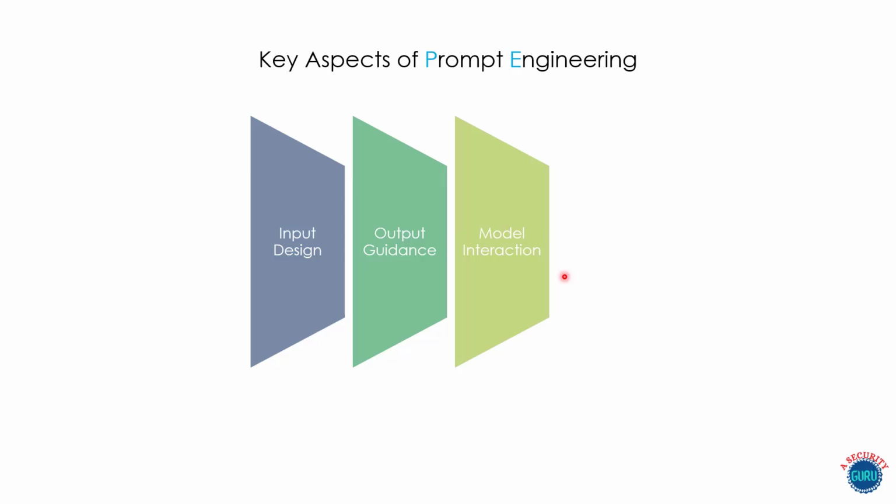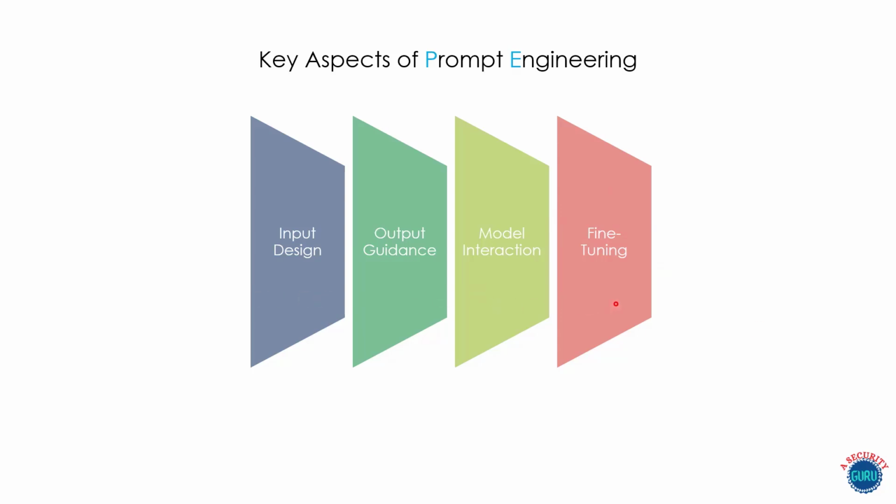The third one is model interaction. It is very important how we interact with a model, because we can interact with an AI system as a QA engineer, or we can interact with an AI system as a automation engineer. So the way we interact with the model is another key aspect of prompt engineering. And finally, the fine tuning. So once the model generates our output, we might have to fine tune our prompt again to get the desired output. So these are some of the key aspects of prompt engineering. So to summarize, the input design, the output guidance, the model interaction, and fine tuning of the prompt are 4 key aspects of prompt engineering.